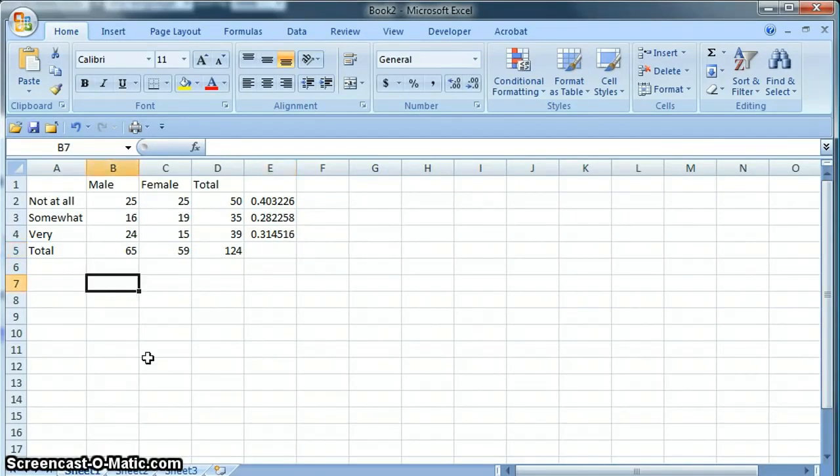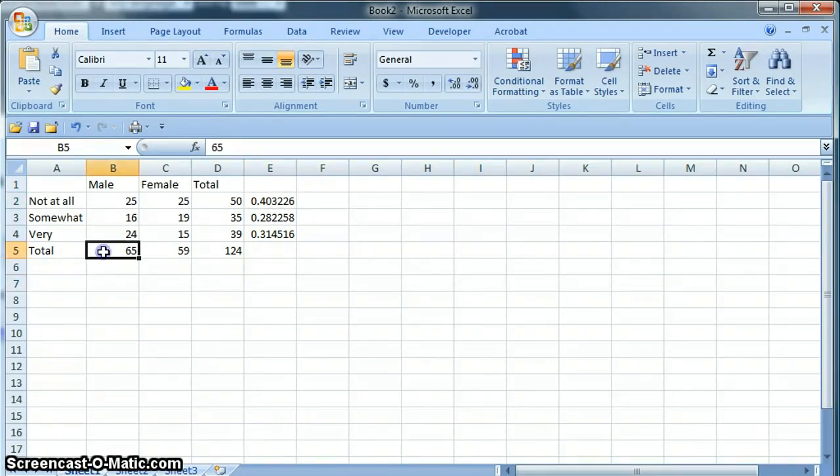Okay, what we're going to do is start by assuming that there is no difference between males and females in the target population. When we do statistical analysis, we do always start with the assumption that there is no difference or no relationship between the variables that we're looking at. What we would expect to see if there were no difference between males and females is, since 40% of everyone said not at all, we'd expect to see 40% of males say not at all and 40% of females say not at all. So let's see if that is true or not.